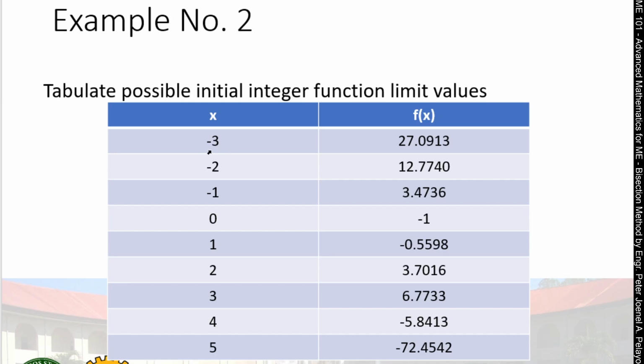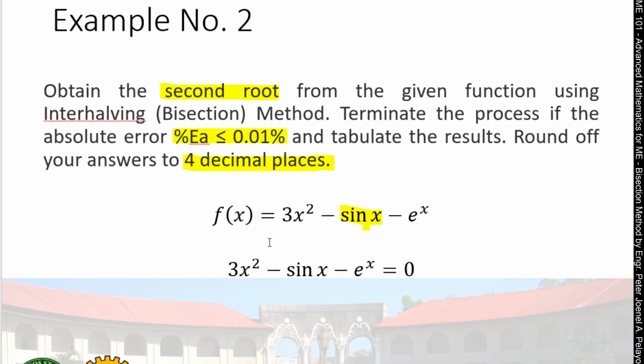Now, sinubstitute ko lang yung mga values nito doon sa calculator. Okay? So, negative 3. Pag nag-substitute ka, papaalala ko lang, salpa mo yung negative 3 dyan. 3 times negative 3 squared minus sine negative 3 minus e raised to negative 3 is equal to 0. So, pag nag-substitute ka, dapat naka-radian dyan.